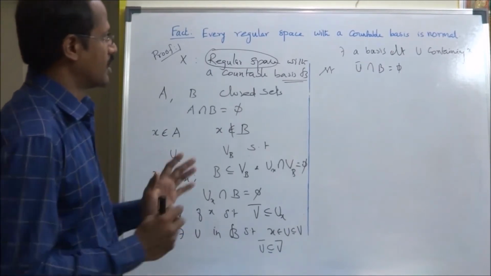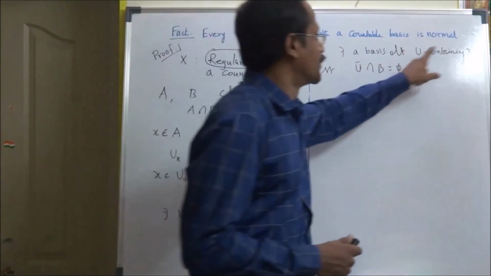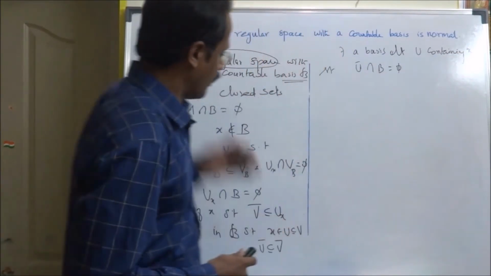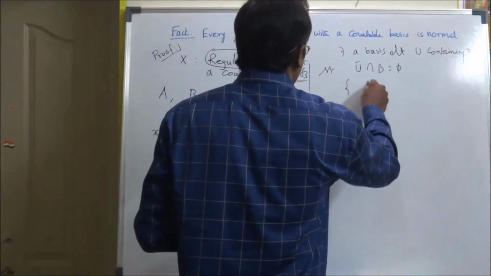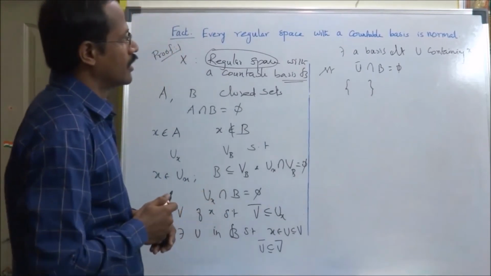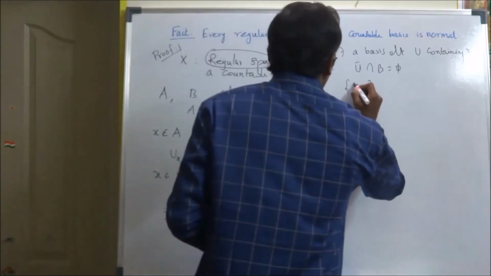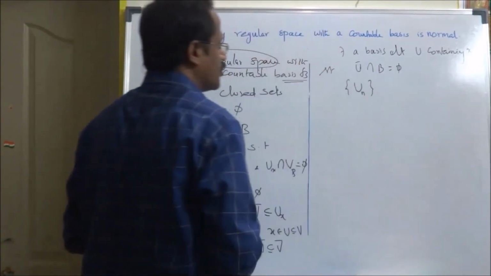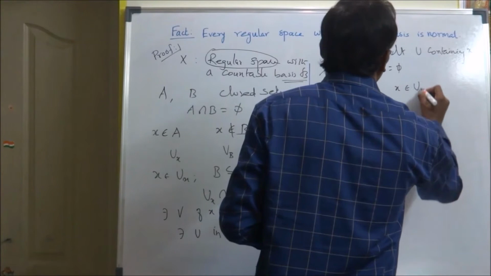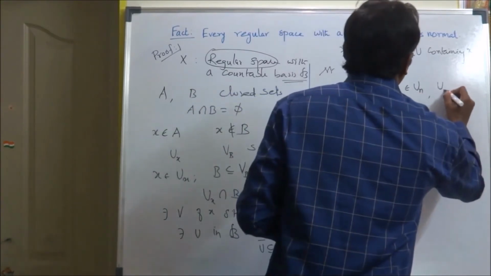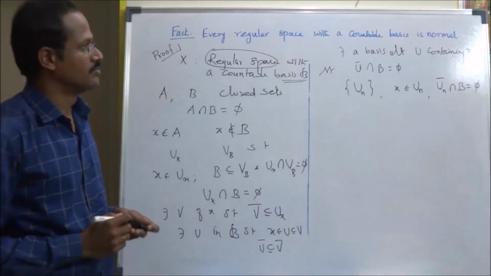Now, to summarize what we get: for each x in A, there is a basis element U containing x whose closure is disjoint from B. If we do this process for each and every point of A, we get a collection of basis elements. Because the basis itself is a countable collection, we get a countable collection of basis elements, each containing the point x and whose closure is disjoint from B.